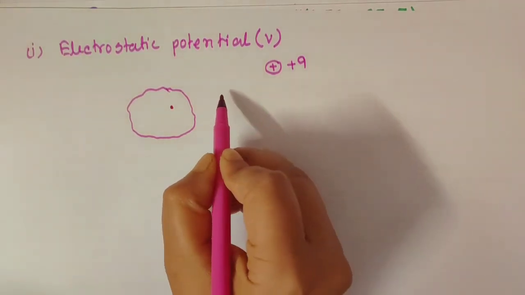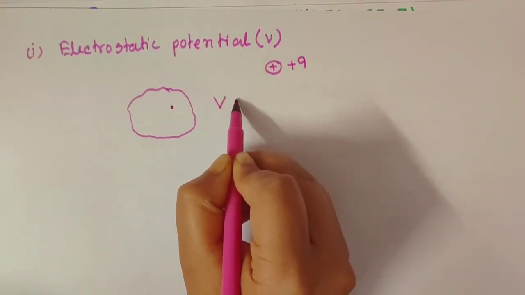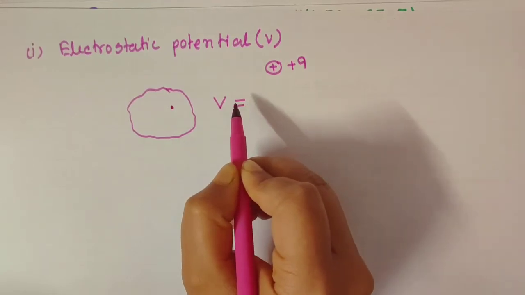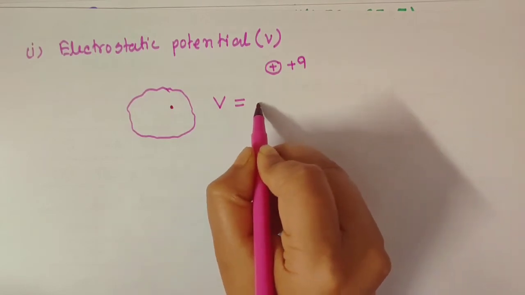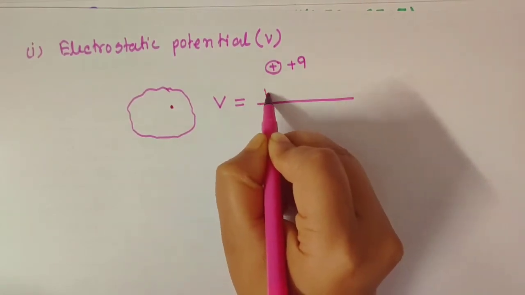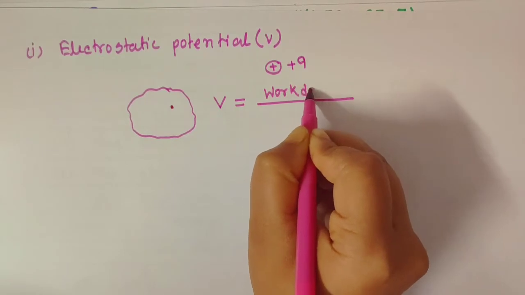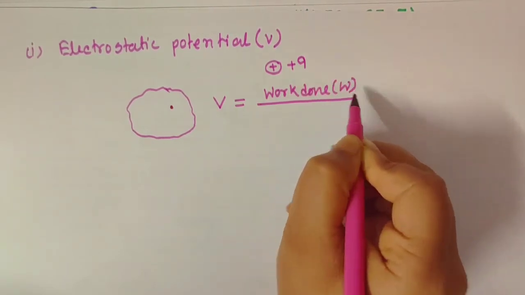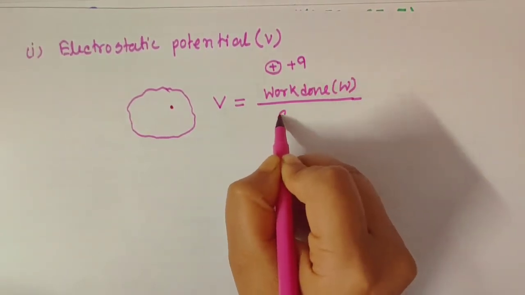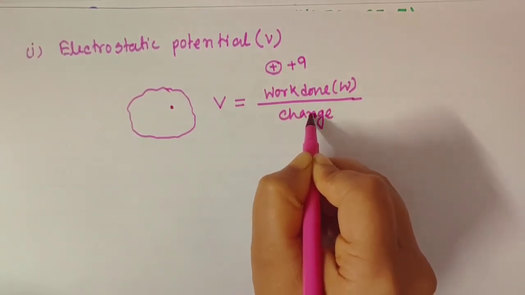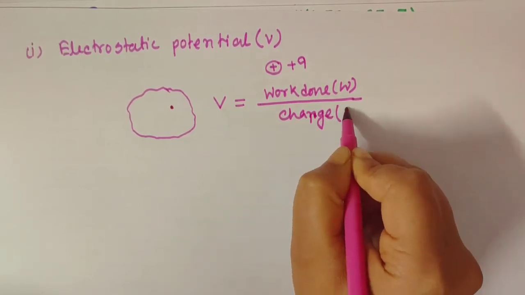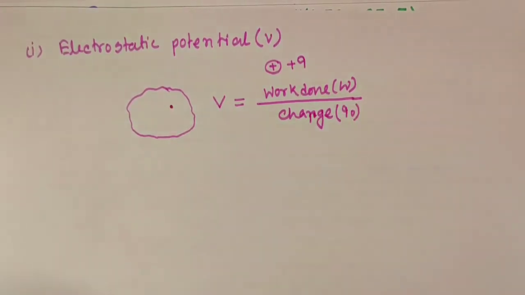Now if we define this potential, usually we define electrostatic potential by the symbol V, and we can write V is equal to work done, and we write work with W. So work done divided by what? Divided by charge. Work done divided by charge. Here Q naught. Clear? So this is basically electrostatic potential.